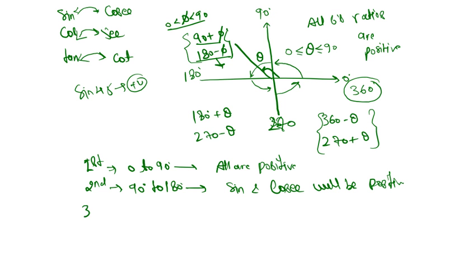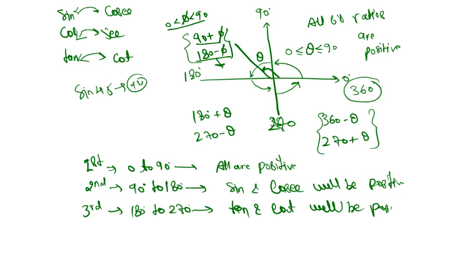And the third quadrant will be 180 degrees to 270 degrees. In this, only tan and cot will be positive. And what about the fourth quadrant? Fourth I can write as 270 degrees to 360 degrees. Only sec and cos will be positive.